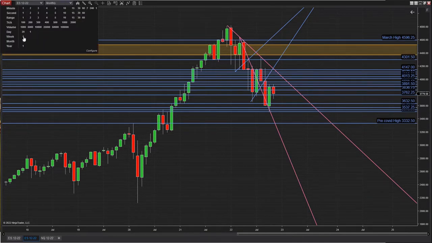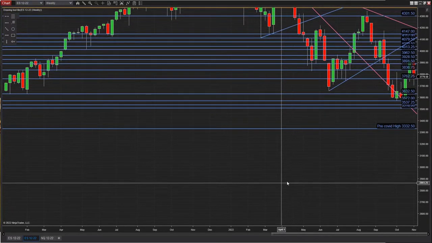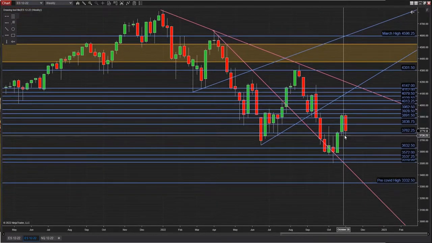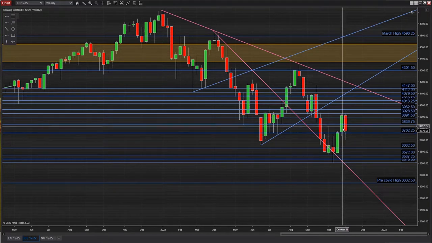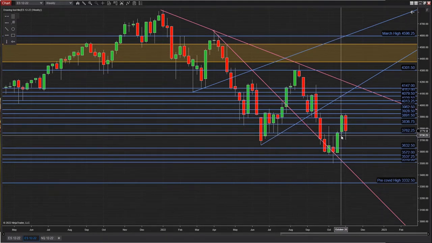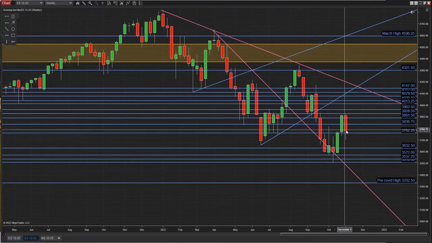So let's go to the weekly chart. On weekly, we again broke the prior week's high, but then we couldn't stay above, so we fell back within the prior week's range, and then we retested the prior week's low, which is 3738. However, we closed within the prior week's range, so it is balancing on the weekly time frame.